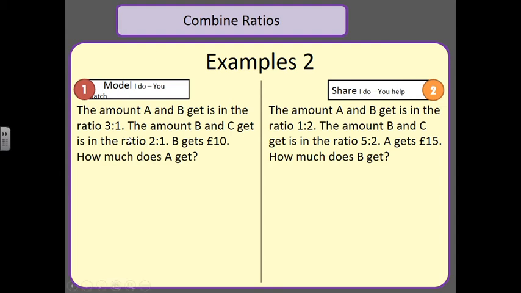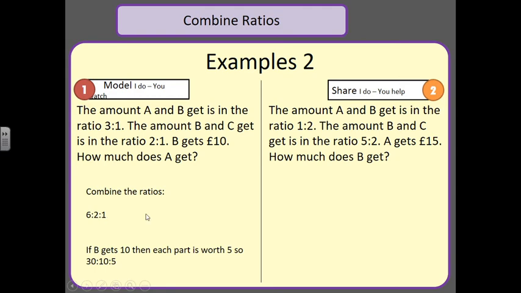Okay, so hopefully you've seen that it's still a combining ratio question first of all, but I'm only telling you one of the parts this time, not the total, okay? So the first step, as always, is to combine them. So 3 and 1 and 2 and 1. So just make the first one so both the numbers here are 2. Okay, so I get 6 to 1 in my ratio because I times the first one by 2.